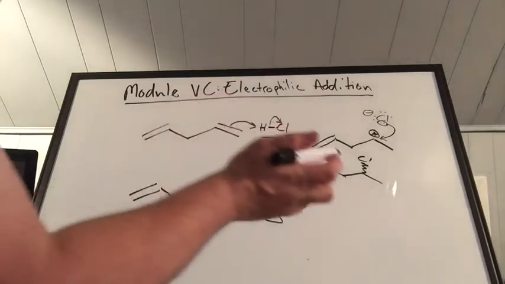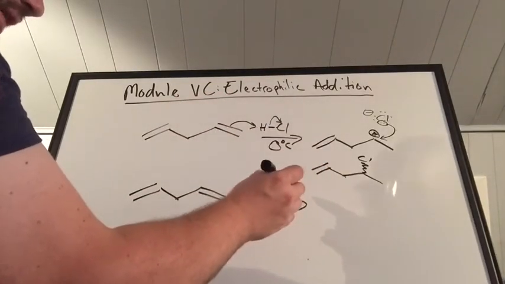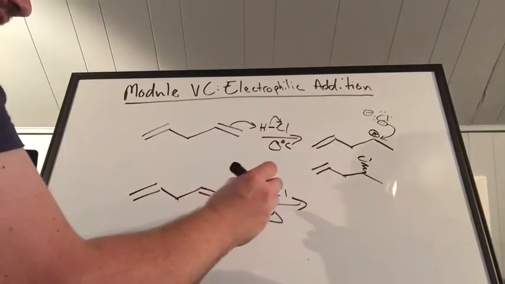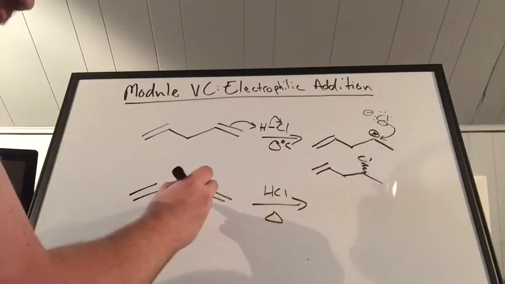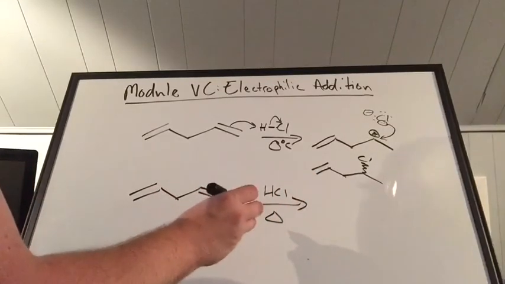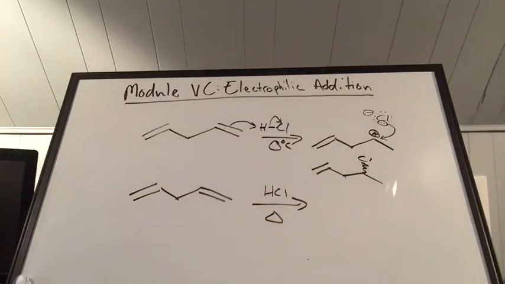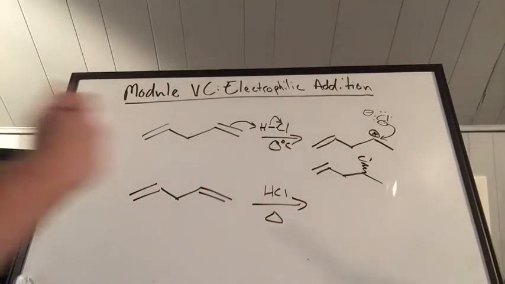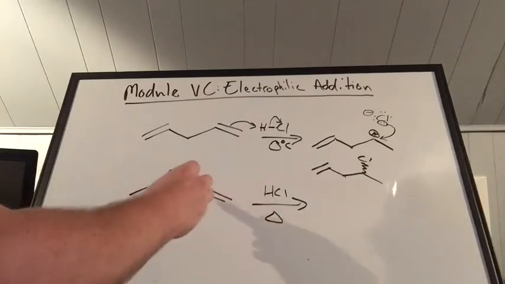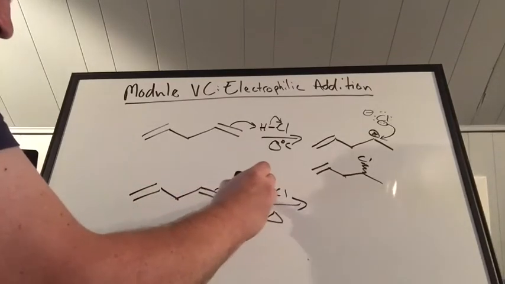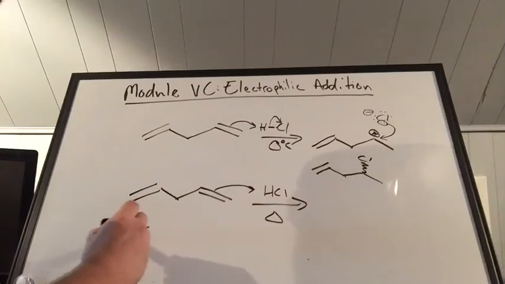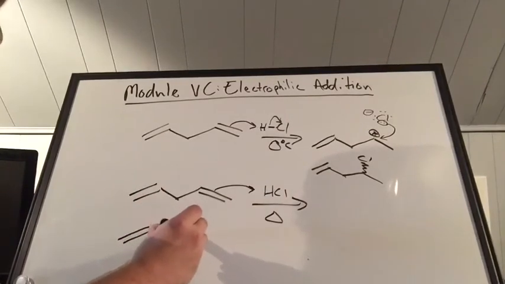Okay. Then we have our other conditions. So we have higher temperature with our heat applied. Okay. So same step as the first time. So we're going to have our carbocation intermediate.